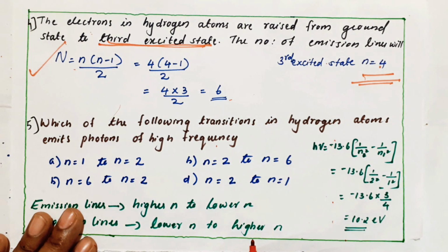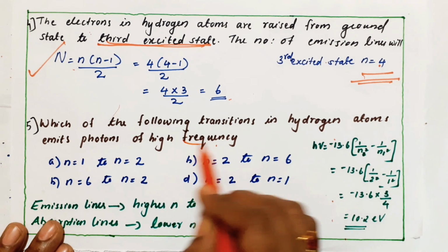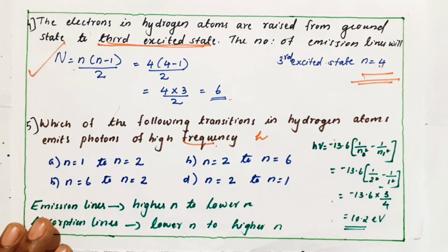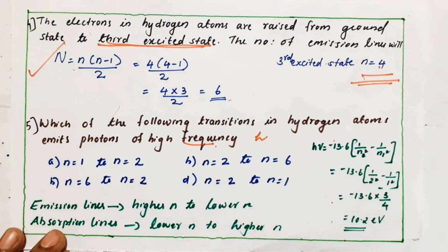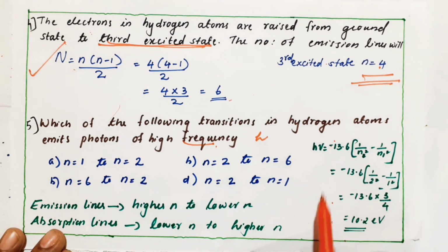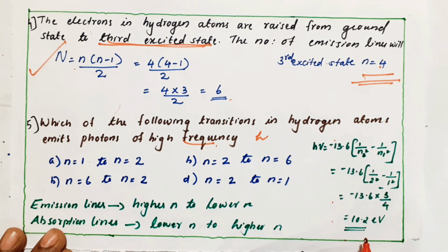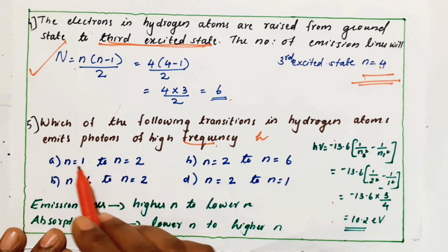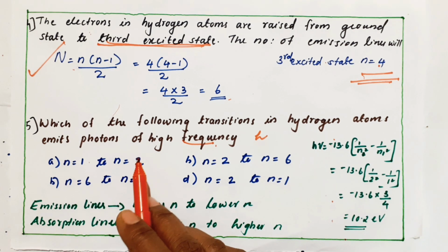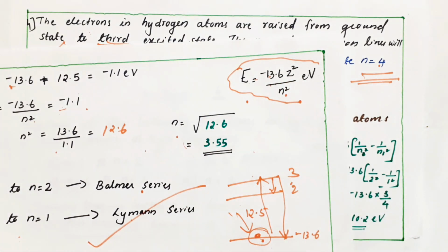Which of the following transitions in a hydrogen atom emits radiation of high frequency? High frequency means high energy, right? You can do it in any form; I have done it in the basic standard form. You can find the energy difference of each case. That is, for n equal to 1, what is the energy? For n equal to 2, what is the energy? By using which formula? You can use the energy formula, minus 13.6 Z square by n square.